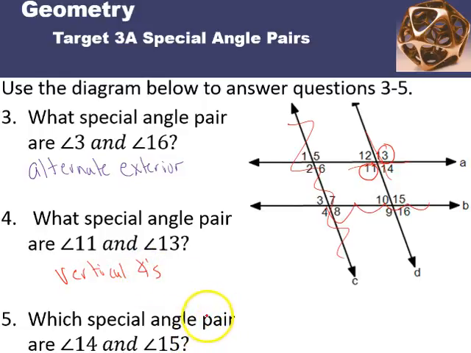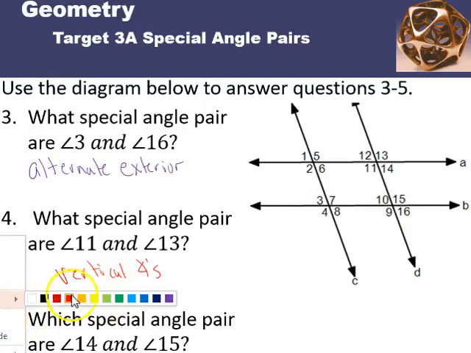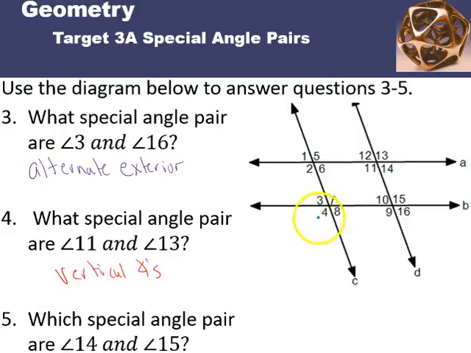Okay, and then it wants a special angle pair for 14 and 15 as well. So let's look at 14 and 15, get a new color. How about green? Whoops, ink color. Here we go, green. So 14 and 15. Alright, here we go. 14 there and 15 right there. So it looks like I'm not really using this line, so I'm going to get rid of it so I can focus on what I'm looking at a little better.